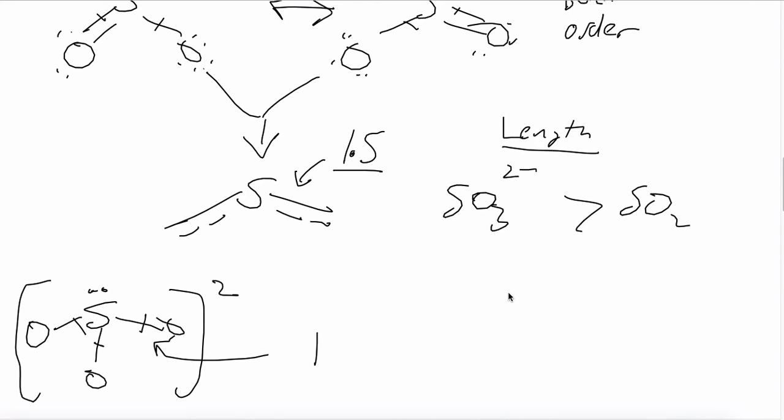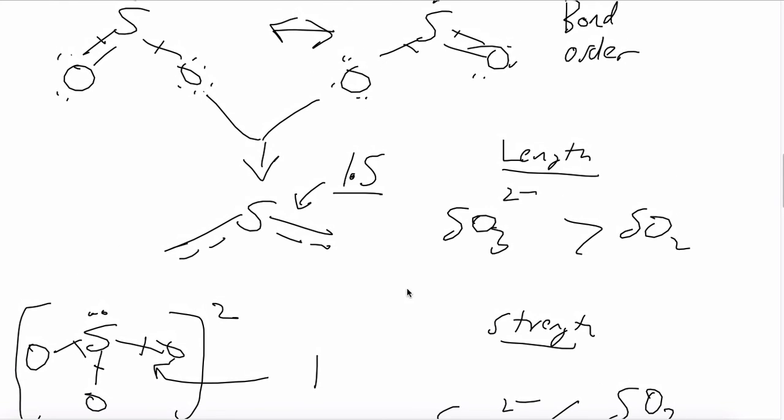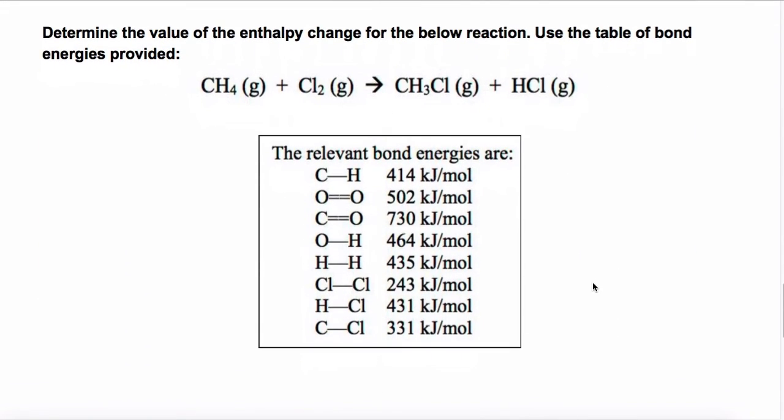But when we look at strength, SO3 2- is going to be less than SO2. So the reason being the bond order for SO2 is higher than the bond order for SO3. Thus, it is a shorter but a stronger bond. And the last thing we looked at is if you have bond order, like we have a bond order of 2 here versus a bond order of 1, increase in bond order increases the actual quantitative value for the bond energy calculation.